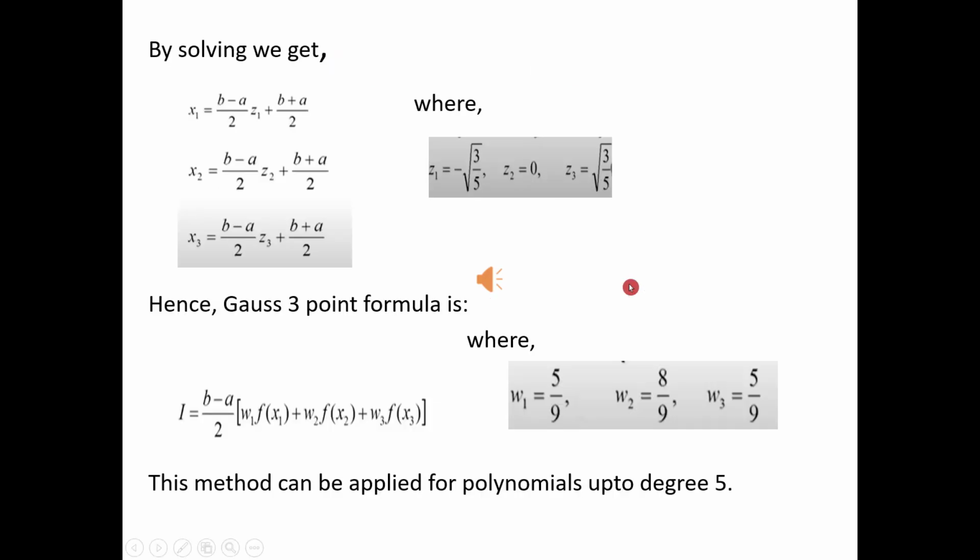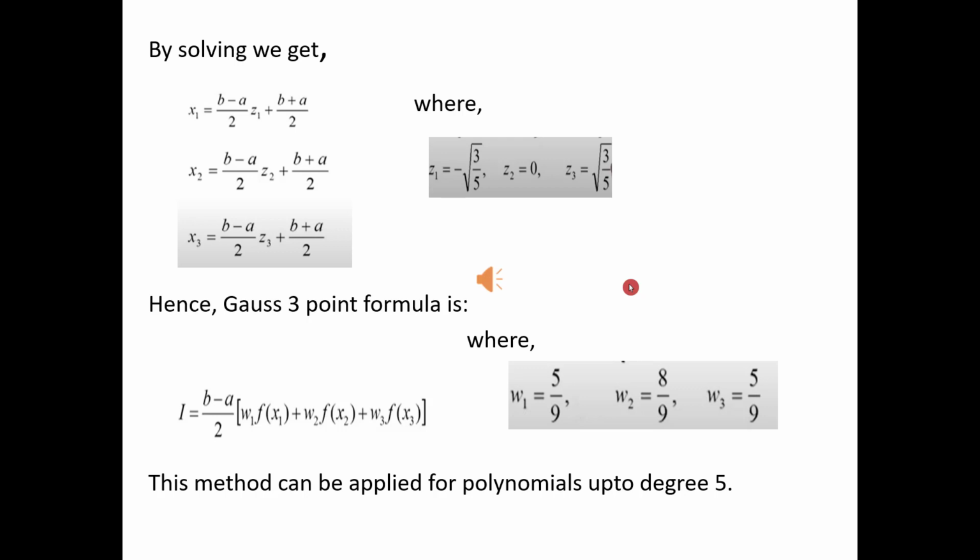Now by solving the fifth order polynomial, we get the values of x1, x2 and x3, where x1 is equal to b minus a by 2 into z1 plus b plus a by 2, where a and b are the lower limit and upper limit of integral. X2 and x3 are almost similar. The only difference lies within the values of z1, z2 and z3, where z1 is equal to negative root 3 by 5 and z2 is equal to 0 and z3 is equal to positive root 3 by 5.